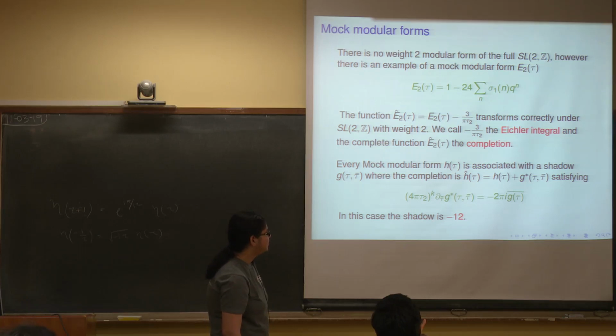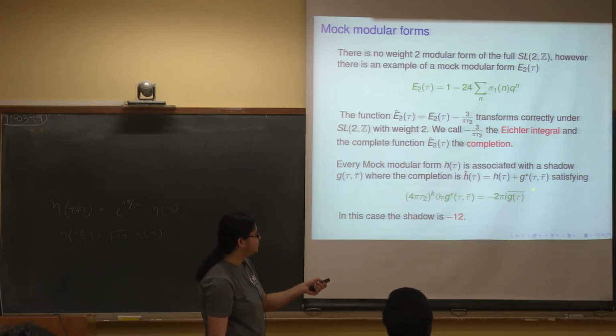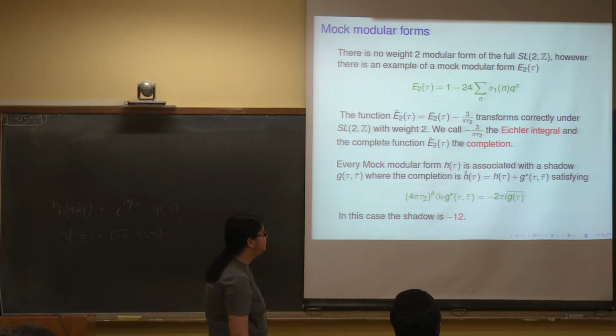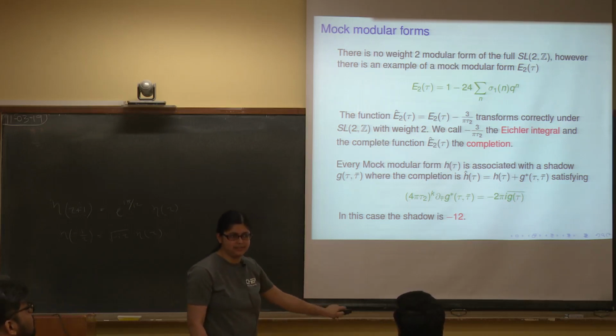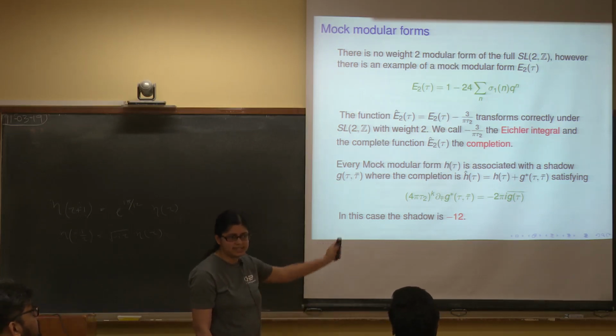What's that G? That G is the shadow actually. That's also tau comma tau bar actually. No, that G, well, that G might have a. Here actually G is minus 12. Right hand side G is minus 12. What's G for this star? The E2 case is minus 12. Yes.